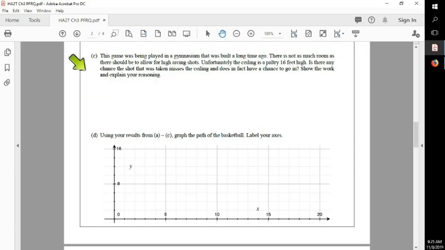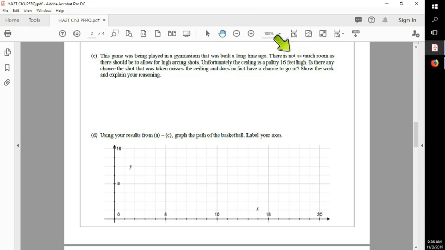Okay, so this game was being played in a gymnasium that was built a long time ago. There is not much room, as there should be, to allow for a high arcing shot. Oh, I hate gyms like that. Don't you hate gyms like that? I think it's worse for volleyball players than basketball players, but unfortunately, the ceiling is a paltry 16 feet high. Like, measly.